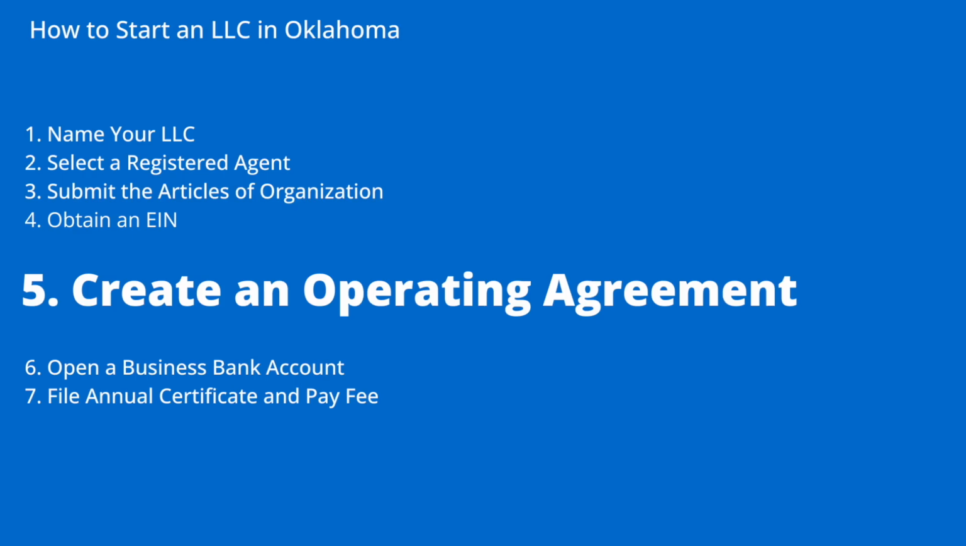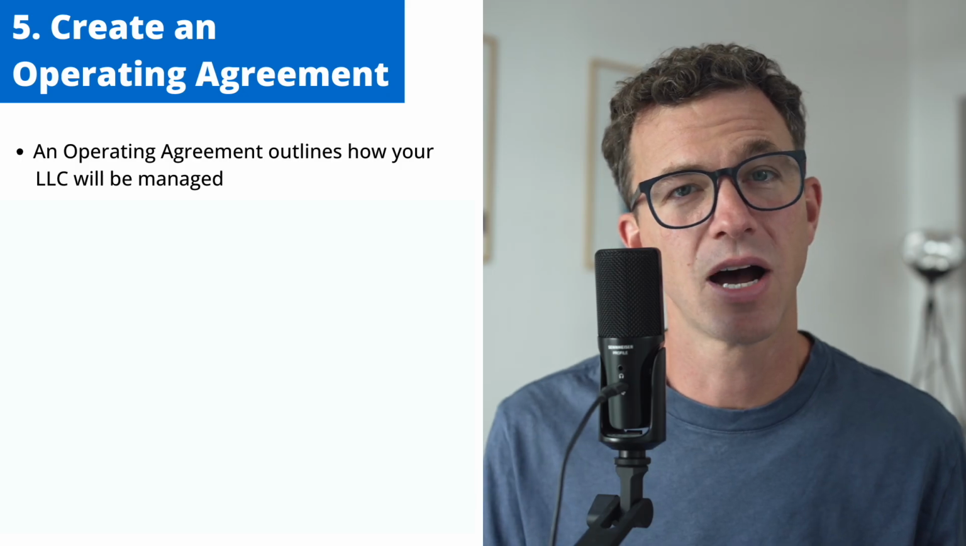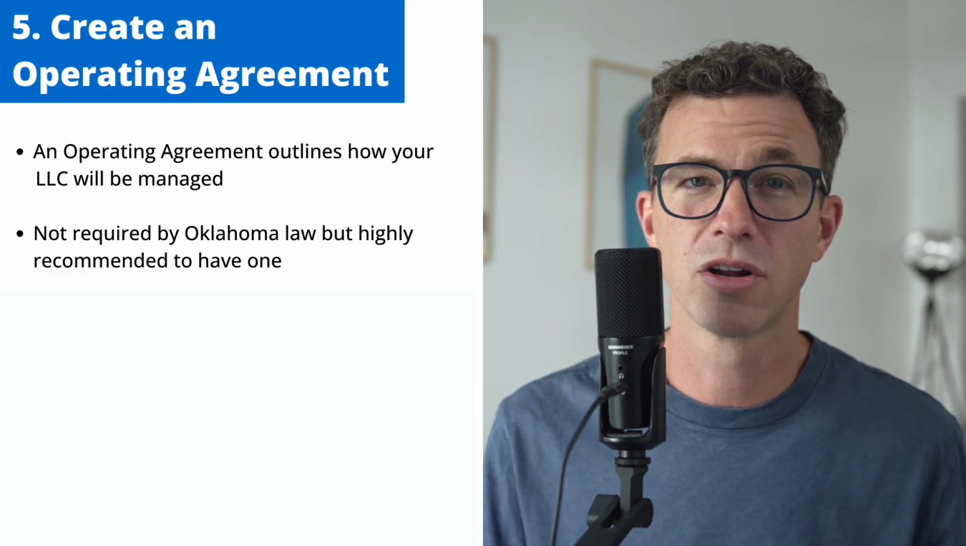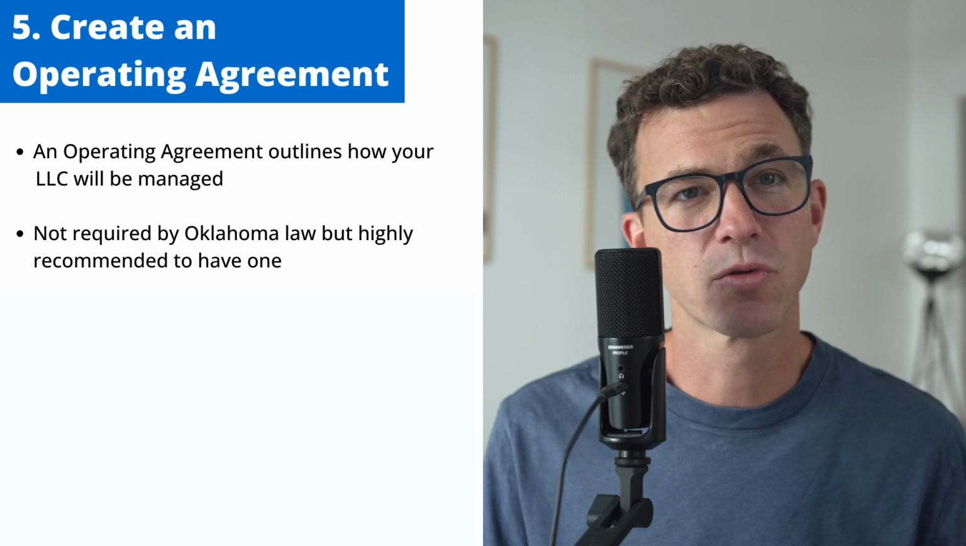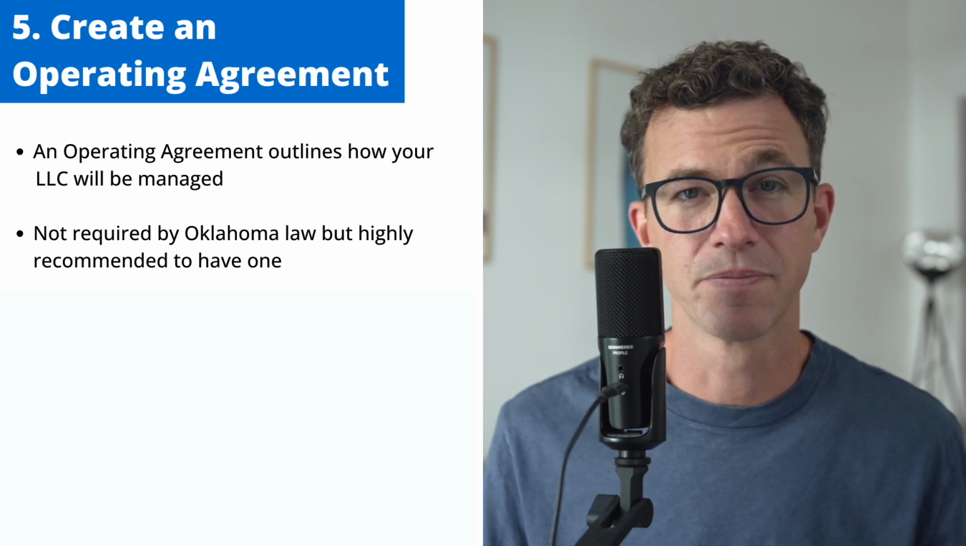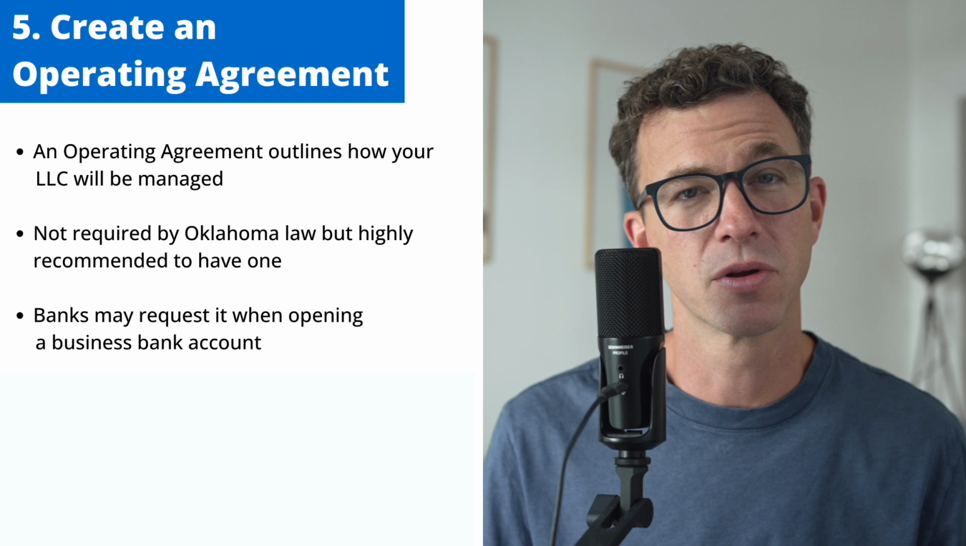Step 5, create an operating agreement. This document will state how your LLC will be managed. Oklahoma law doesn't require you to have one, but I recommend creating one even if you're the only member of the LLC. Banks may also ask for a copy of your operating agreement when you go to open a business bank account.